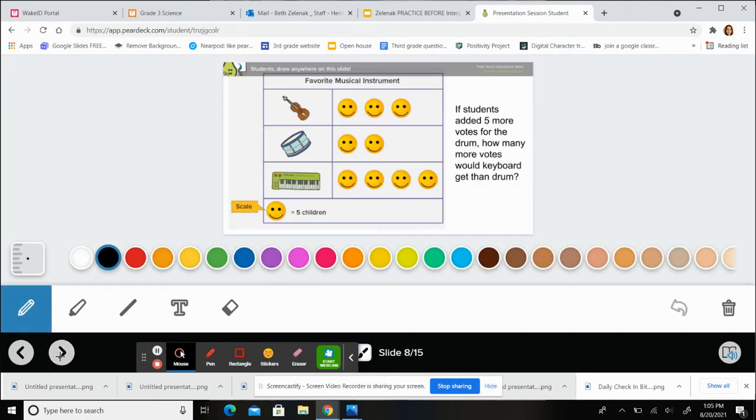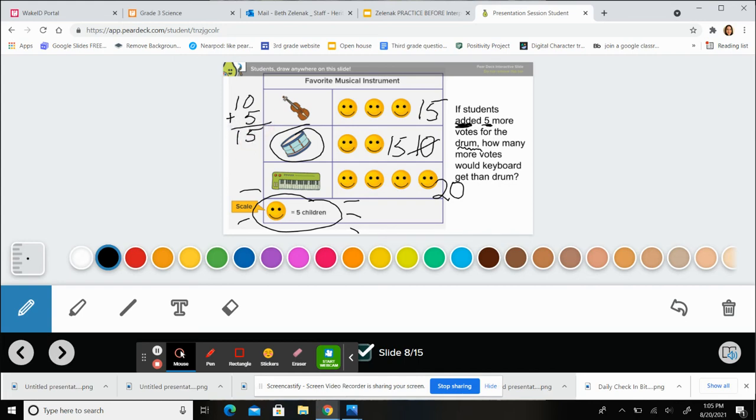Anytime you see a picture graph, you're going to want to make sure you make a big deal of the key and use that to skip count. So this is 15, 10, and 20. But then I see that it says if students added 5 more to the drums. So I pay attention to the drums, and 10 plus 5 is 15. I did mental math there. You can stack if you need to.